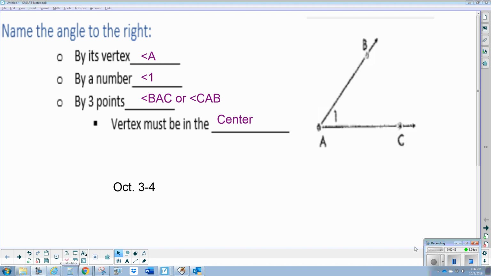So here's what you should have here. If you name the angle by the vertex, it's angle A. By a number, it's angle 1. With 3 points, you could have either angle BAC or CAB. Just note that the vertex must be in the center of the angle name.